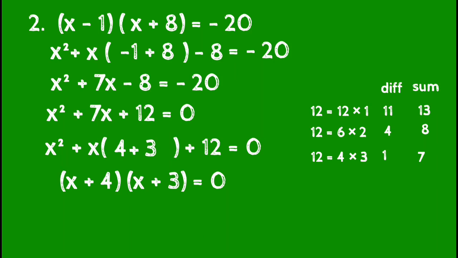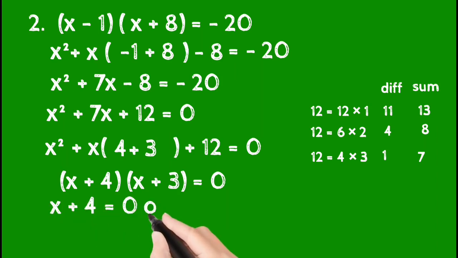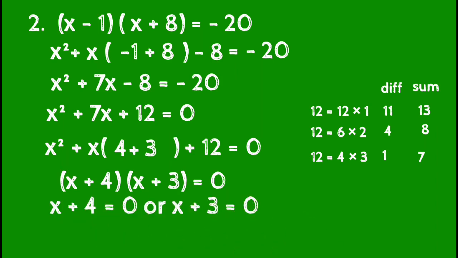So what are we going to do now to finish this? Well, either one of our factors must be 0. So either x plus 4 is 0 or x plus 3 equals 0. Solve the simple linear equations that we've got now. x equals negative 4 or x equals negative 3.